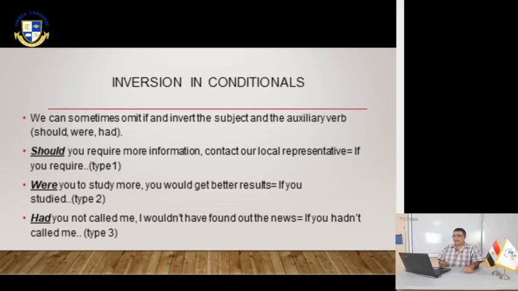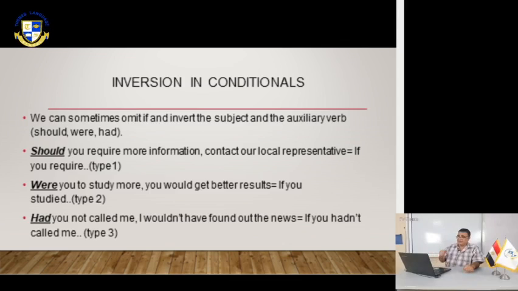Also, we can begin with had, with the third conditional. If he had arrived late, he would have been punished. It means we can say, had he arrived late. It's not a question, but it's inversion. If he had studied more, he would have passed the exams. Had he studied more, he would have passed the exams. Had he studied more, had she arrived earlier, had he played better. This is also a type of inversion.